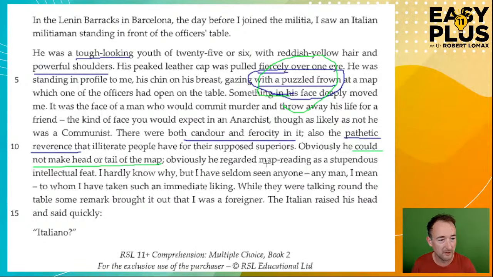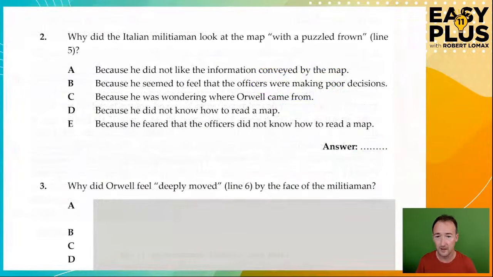Obviously, he regarded map reading as a stupendous intellectual feat. Right. So what does that tell us? He's puzzled by the map and he could not make head or tail of it. So if we go back to the options, that must really be steering us towards he did not know how to read a map. Let's check the others quickly, because he feared that the officers did not know how to read a map, the last option.